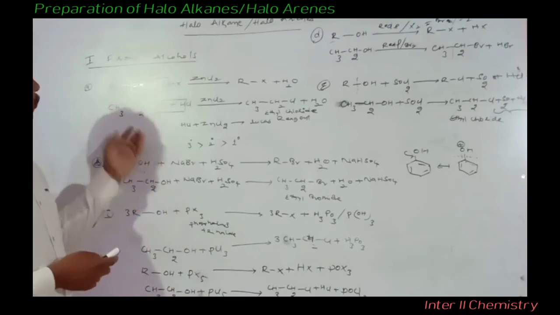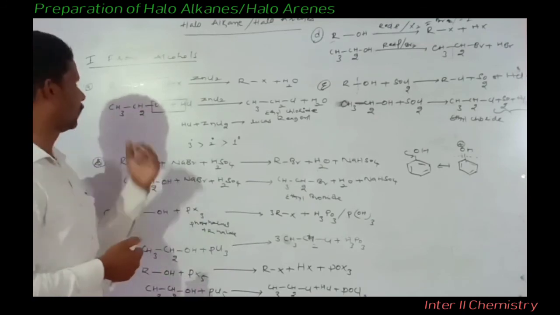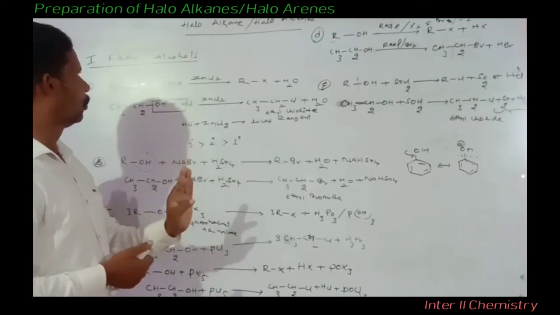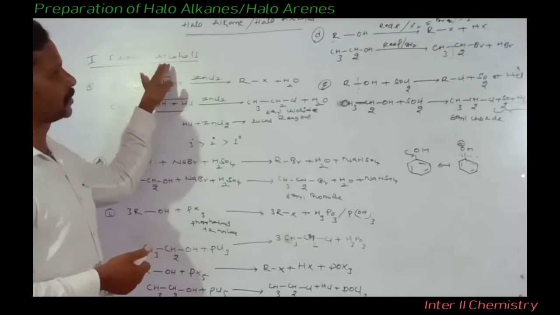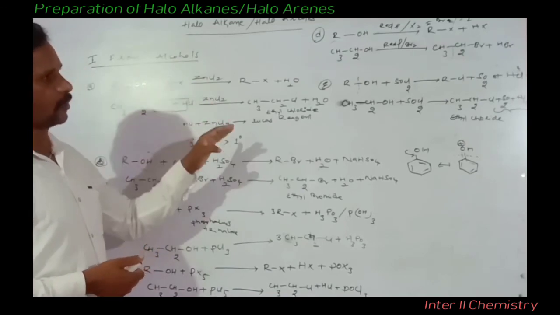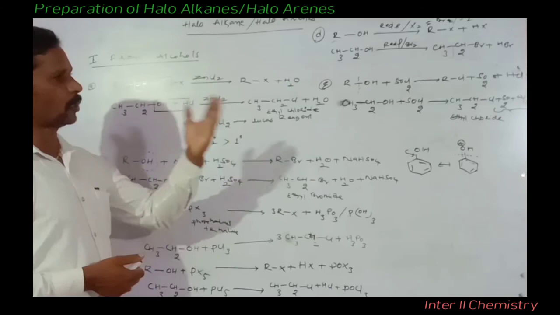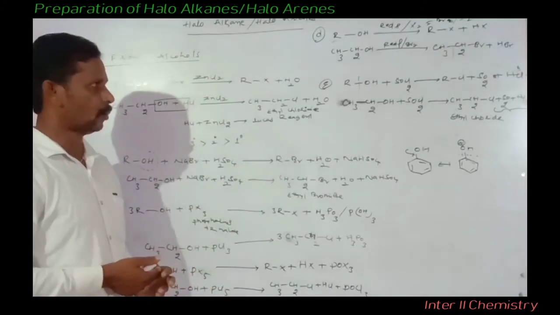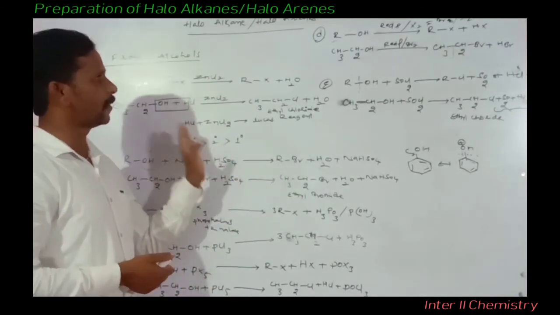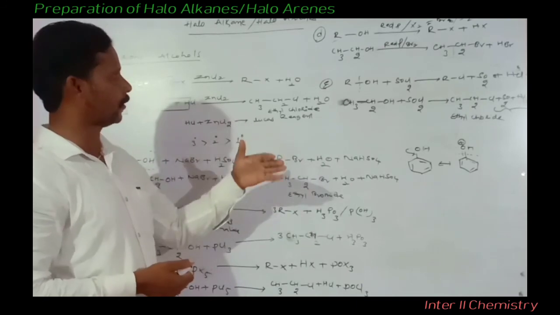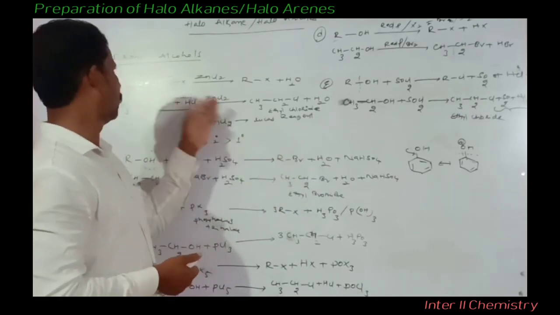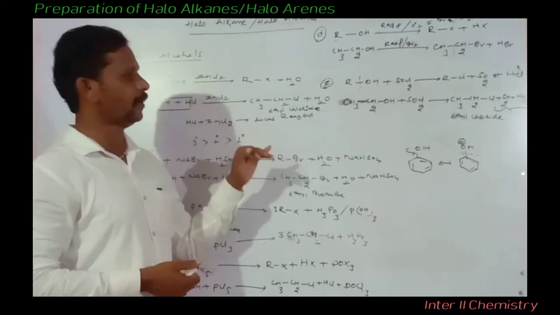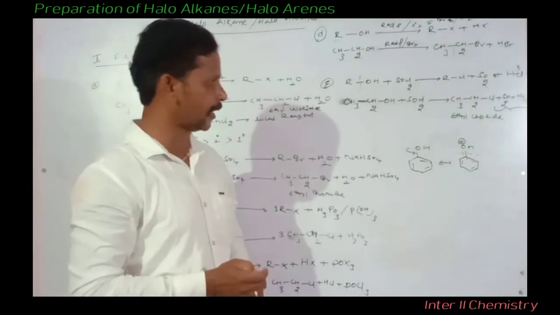Next we are going to the preparation of alkyl halides from other compounds. There are two methods: one is from hydrocarbons and the other is the halogen exchange method. So this is one type of preparation. Next, in part 2, I will explain the other methods of preparation of alkyl halides.